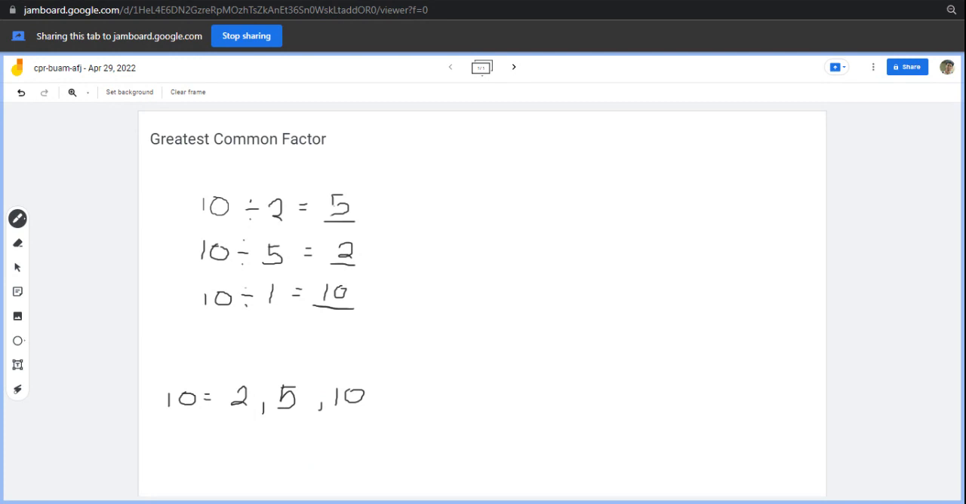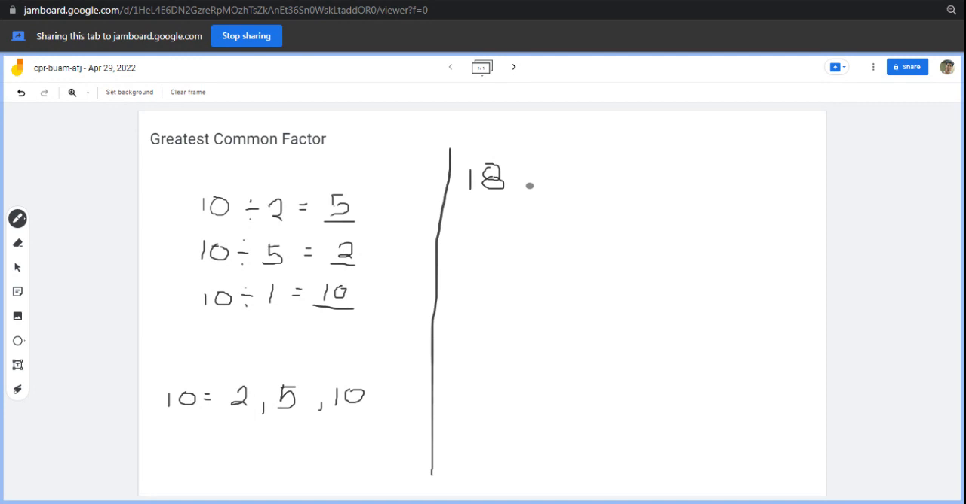So, ayan lahat yung factor ng ating 10. Okay? So, ano-ano ulit ang factor ni 10? Meron tayong 5, meron tayong 2, then meron tayong 10. Okay? So, for example naman, we're going to find the factor of 20. 18 na lang. 18. Okay.